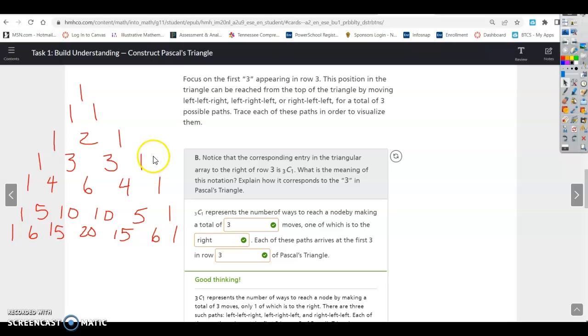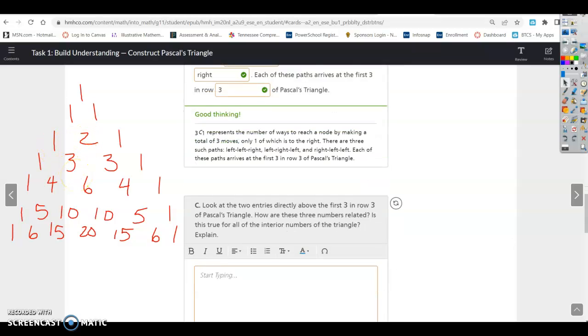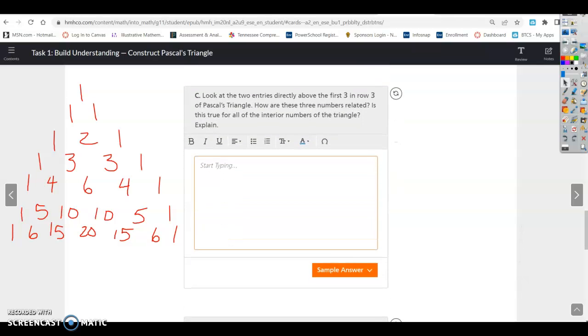This would be row 3, position 3. So this is row 3, position 1. What does that 3 represent? 1 plus 2 equals 3. That's just the number of combinations that would occur.